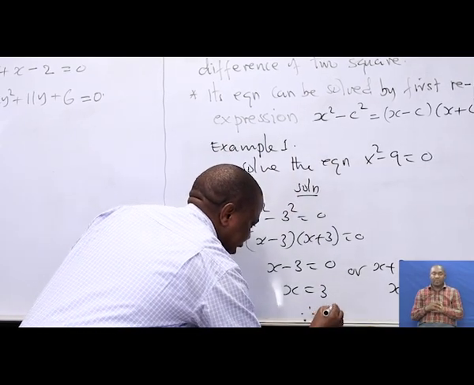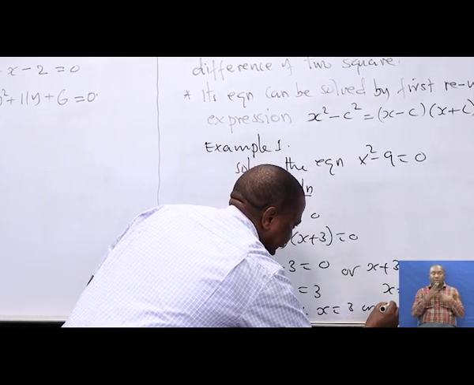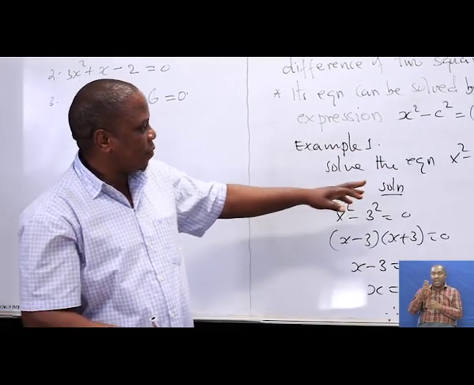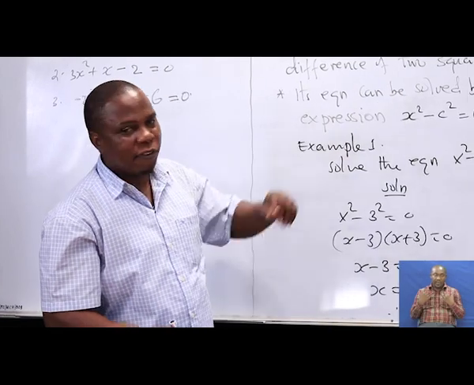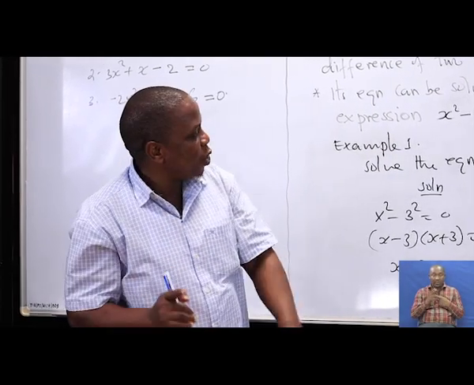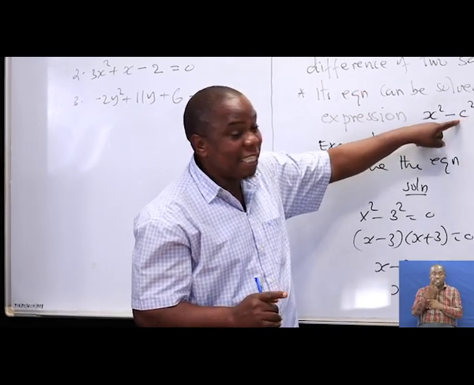Therefore, our solution set is x equal to 3 or x equal to negative 3. That's how a quadratic equation leading to the difference of two squares can be solved. You will not be given it directly as it is here.